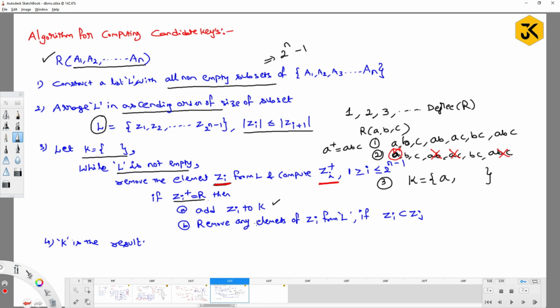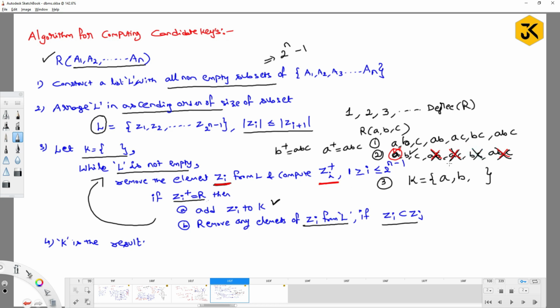That's the thing. The second step is you have to remove all the elements from L like Zj, if Zi is a subset of Zj. If A is a subset of AB, I need to remove it. If A is a subset of AC, I need to remove it. If A is a subset of ABC, I need to remove it. And then I go for the process again, because it repeats until L is empty, right? Next I will take out B. What is B closure? Assuming that B closure also defines the entire relation ABC, I am going to add it to the list, and I am going to remove all the supersets, so BC I am going to remove, and I will repeat the process.